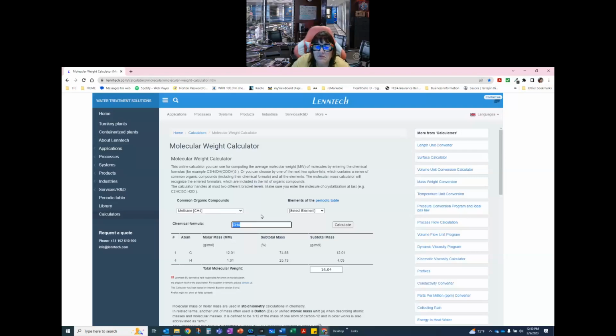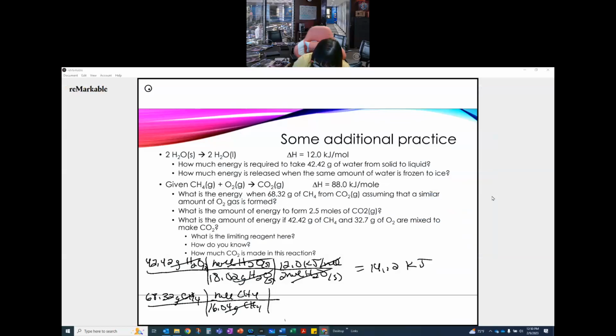And then this was, it's helpful if I actually show you what I'm looking at. This was 88 kilojoules per mole, and that is for 1 mole of CH4. And that tells me that I am looking at 68.32 divided by 16.04 times 88. 374.82 kilojoules. Okay. Awesome. That was fun.